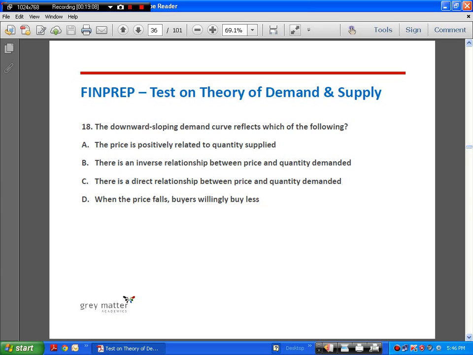Option A, the price is positively related to quantity supplied, is a supply related concept. Definitely with regard to a demand curve, there is always an inverse relationship between price and quantity demanded. That is, whenever price increases, quantity demanded would fall, or when price falls, quantity demanded would increase. Therefore, the right answer is option B. There is an inverse relationship between price and quantity demanded.